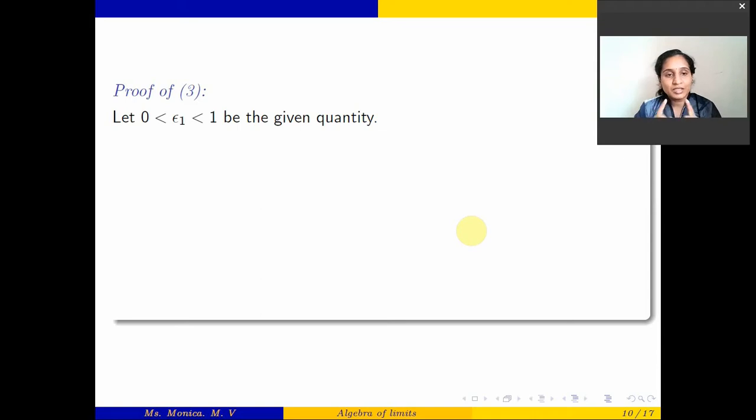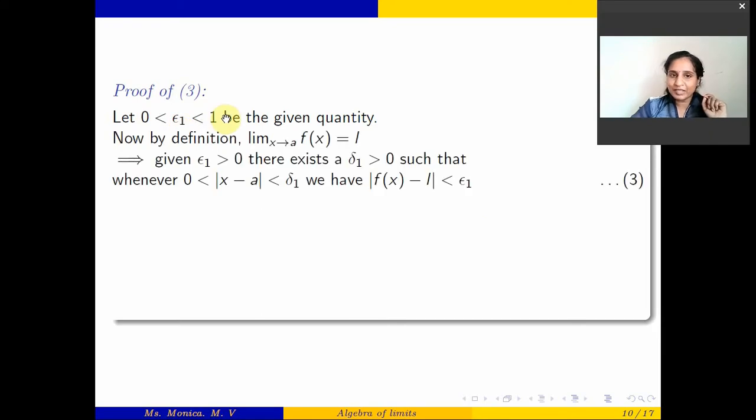Okay. But here I am not choosing any epsilon greater than 0. I will choose a particular epsilon which is greater than 0 but also less than 1. My definition should work for any epsilon I choose. In particular, I am choosing an epsilon which is greater than 0 and less than 1, and I am calling it epsilon 1. So, corresponding to this epsilon also we can apply the definition. Any epsilon I can apply. In particular, epsilon 1 less than 1 also I can apply the definition.